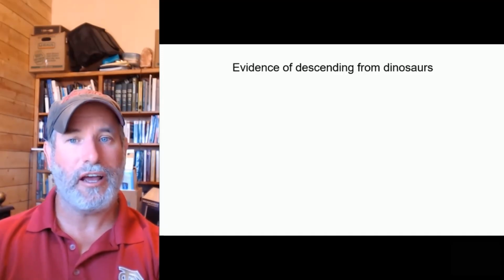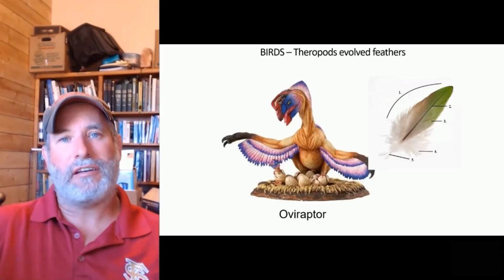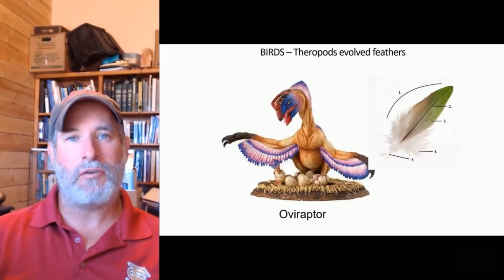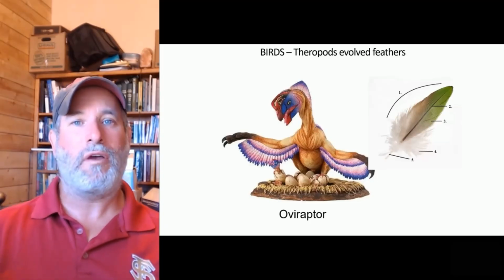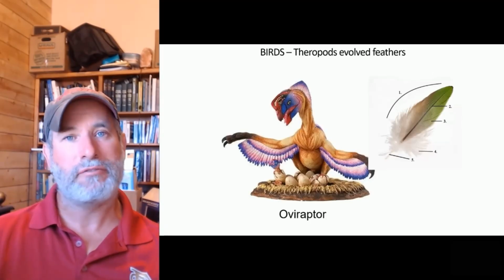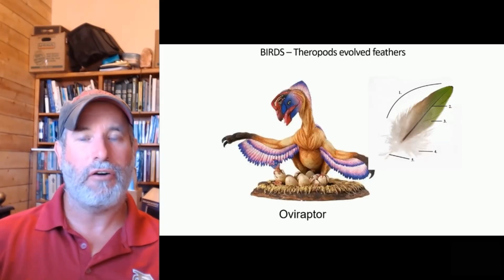So there is good evidence that birds descended from dinosaurs. Now, as I've said earlier, theropods were bipedal, which means they walked on two legs, and we have now discovered feathered dinosaurs, which means that feathers evolved before flight. And the question is, why did dinosaurs evolve feathers?